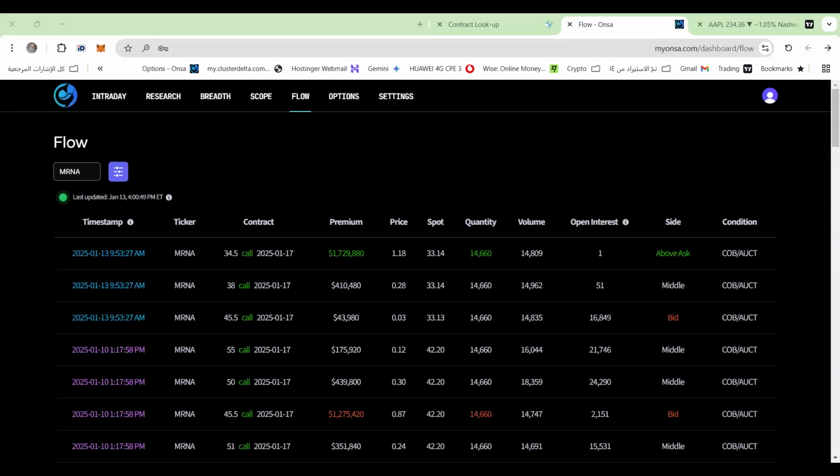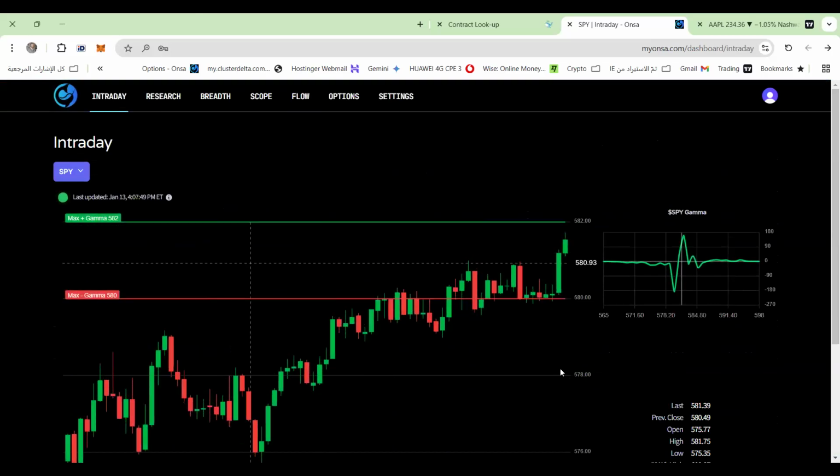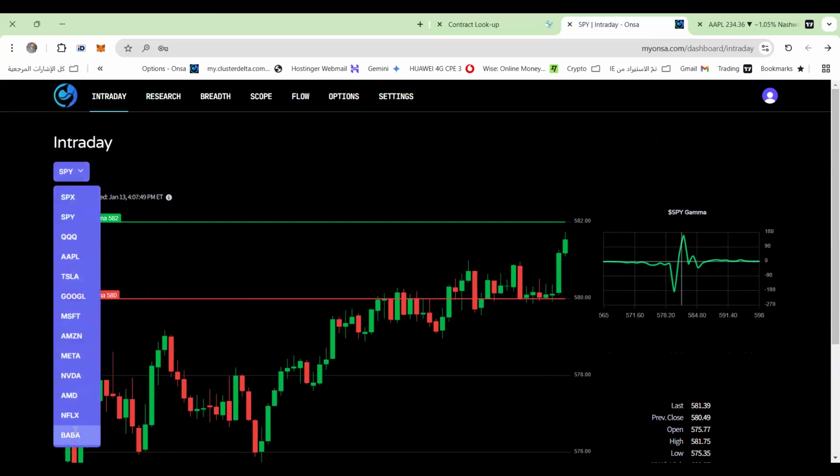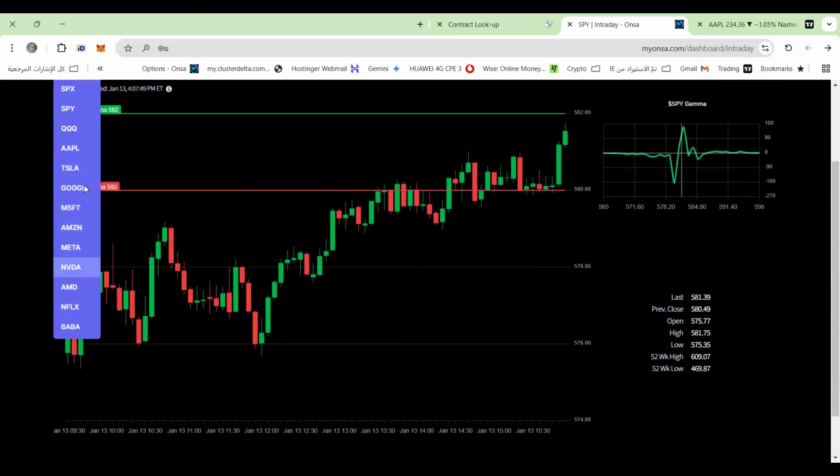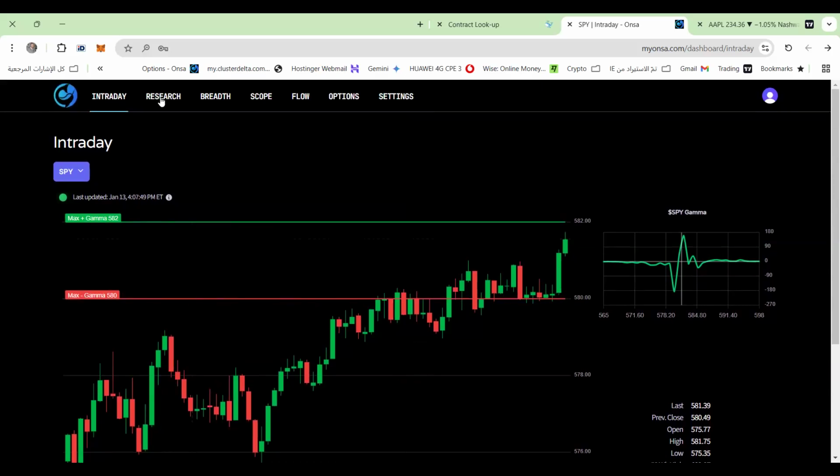This is the website we've got. So we go with the intraday. Intraday gives you the gamma. You know about the gamma maxima, gamma low and high. This is very helpful as support and resistance levels. Here we can choose the most popular stocks available. I think all this feature has been known from one year ago.